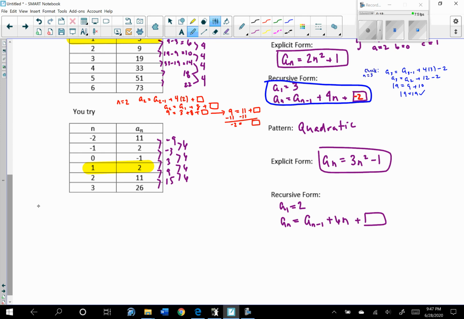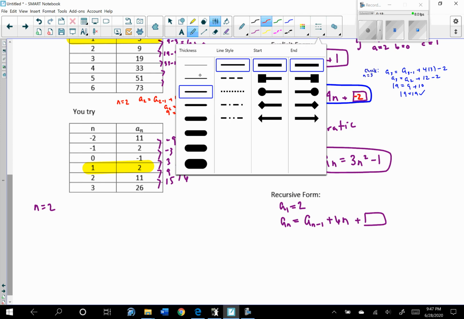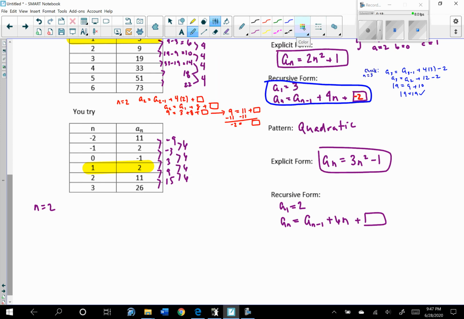We're going to start off with n equals 2 to help us. So when n equals 2, I'm plugging 2 in for all 3 of these n's. So a sub 2 is equal to a sub 2 minus 1 plus 6 times 2 plus something. So we're going to use our table to help us, but I'm going to simplify this first. A sub 2 equals 2 minus 1 is 1, so a sub 1. 6 times 2 is 12, plus something.